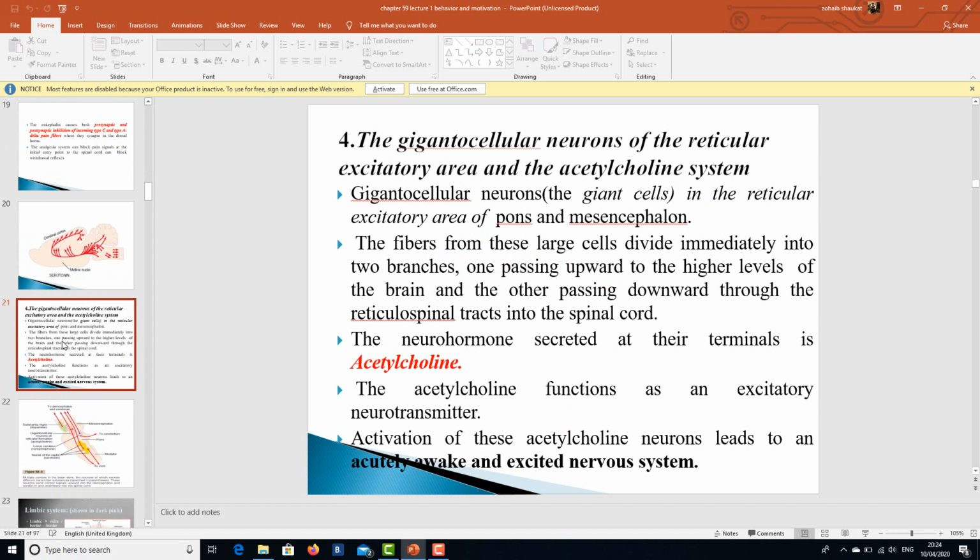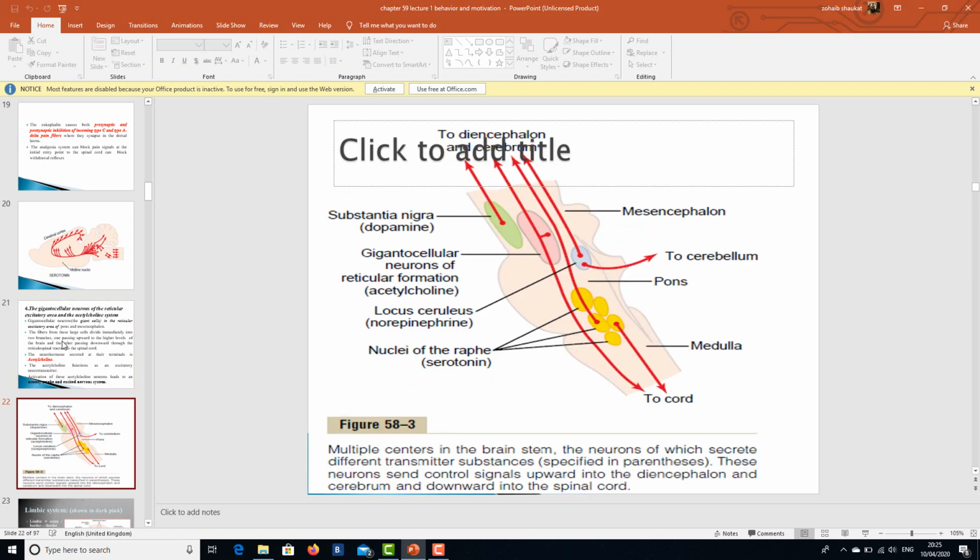The gigantocellular neurons of the reticular excitatory area and the acetylcholine system. Gigantocellular neurons are the giant cells in the reticular excitatory areas of pons and mesencephalon. The fibers from these large cells divide immediately into two branches. One passes to the higher areas of the brain and the other goes to the spinal cord. The neurohormone is acetylcholine, functioning as an excitatory neurotransmitter. The activation of these acetylcholine neurons leads to an acutely awake and excited nervous system. You can see how these gigantocellular neurons are acting.